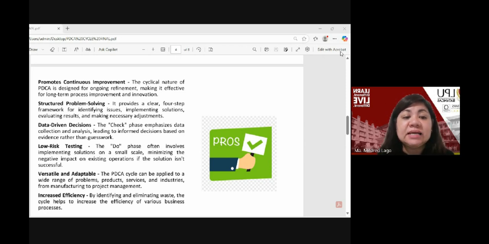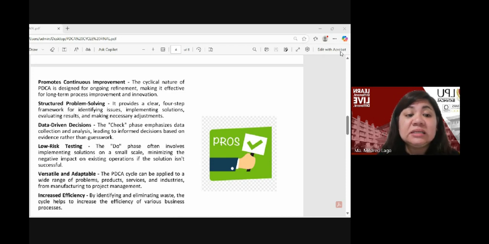Next, PDCA is versatile and adaptable. The PDCA cycle can be applied to a wide range of problems. Actually, all sorts of industries pwedeng gamitin ang PDCA. It could be under products, it could be under services, pwedeng industries, from manufacturing to project management.